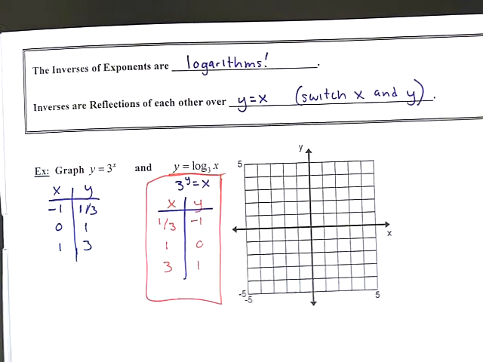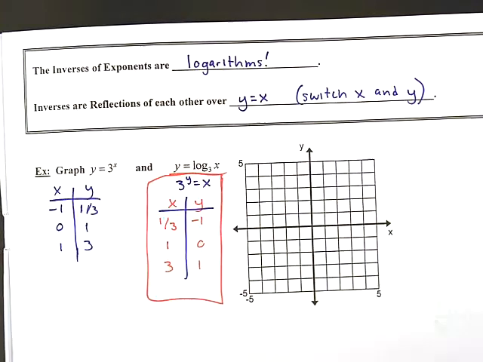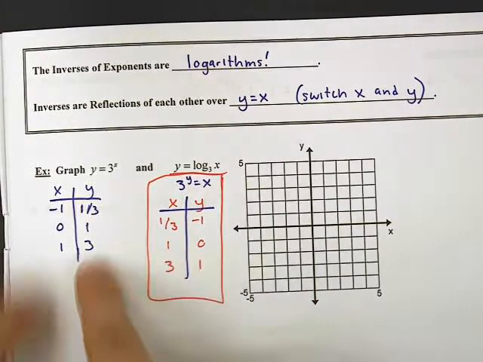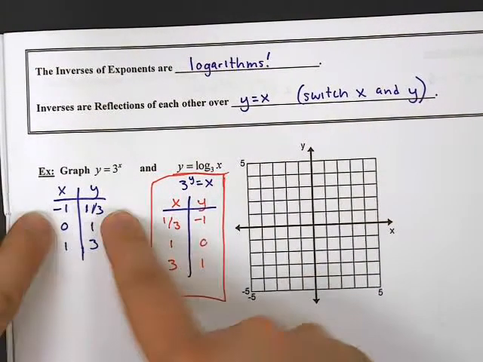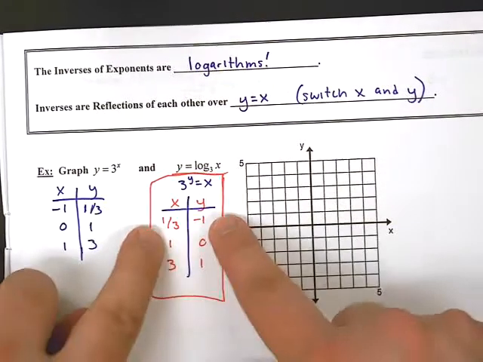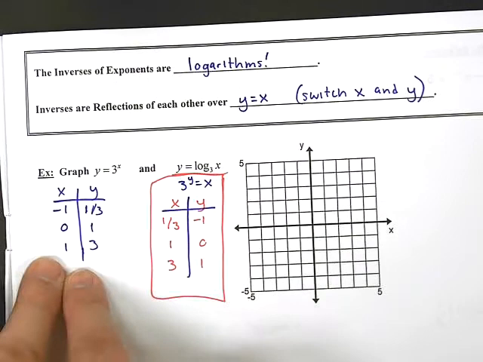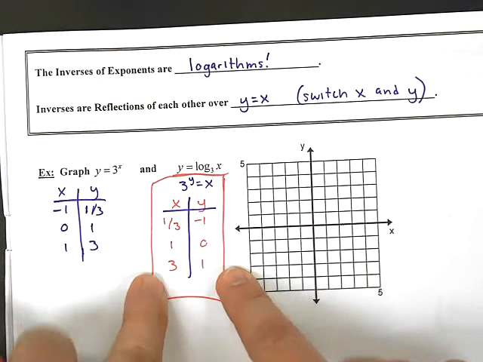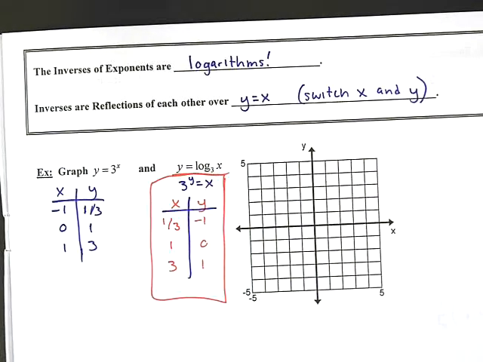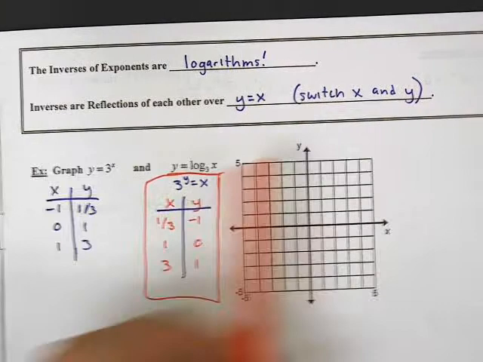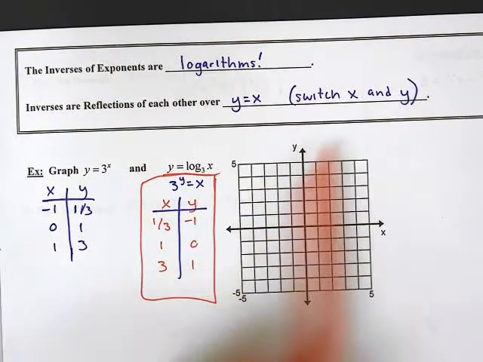And this is what I was talking about, guys. I already know without graphing that this is going to be right, because what happened with all of my points? I had -1, 1/3. Now I have 1/3, -1. I had 0, 1. Now I have 1, 0. I had 1, 3. Now I have 3, 1. So that already tells me that the x's and the y's switched, so these are nice.